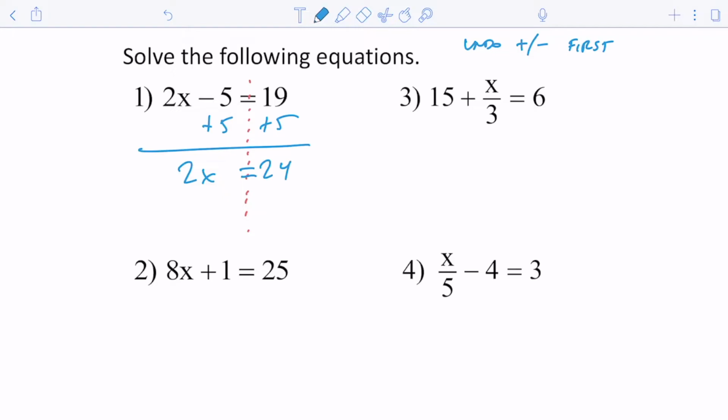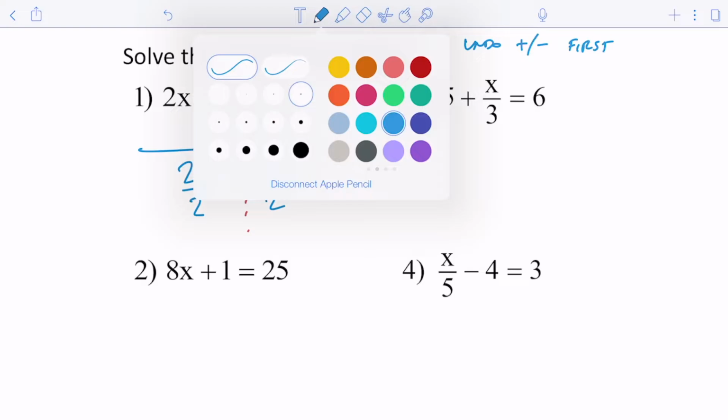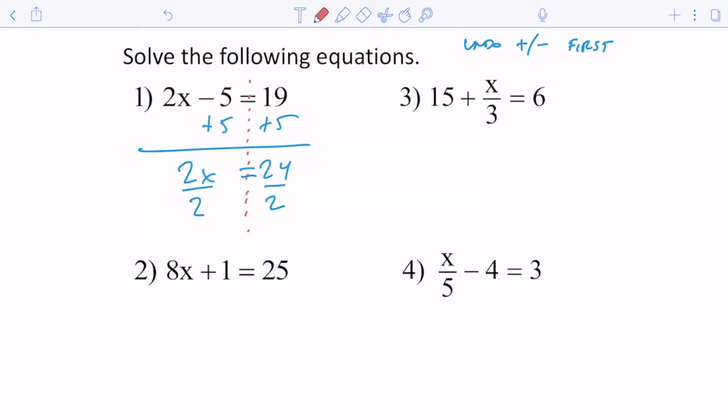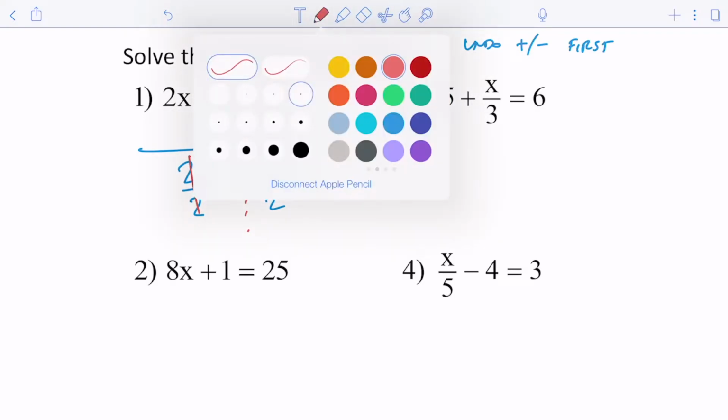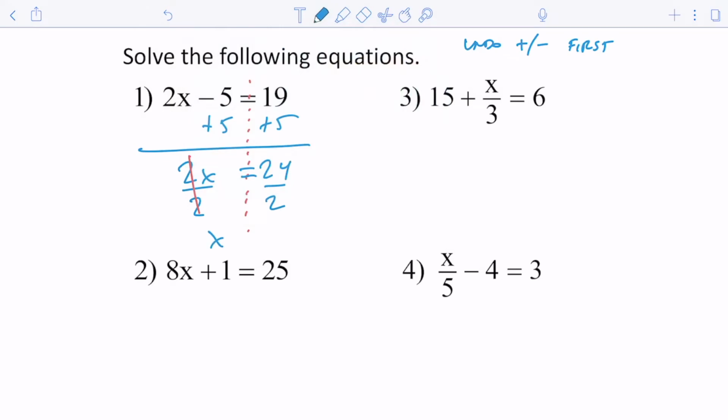Okay, so I'm going to now divide both sides by 2 because x is being multiplied by 2. So here you have x, and then 24 divided by 2 is just going to be 12. I'm going to box my answer. And then of course you can check your answer by plugging it back in to the equation somewhere.